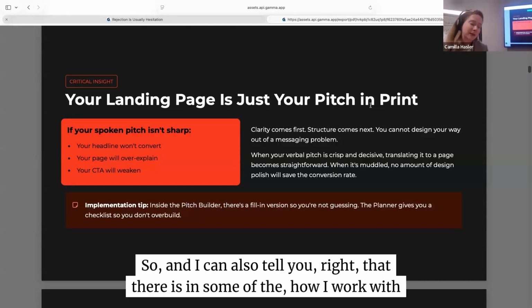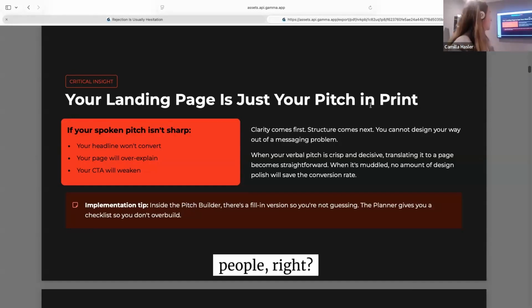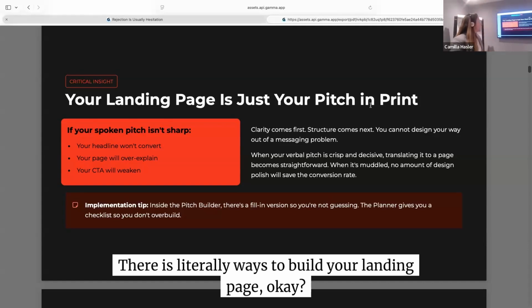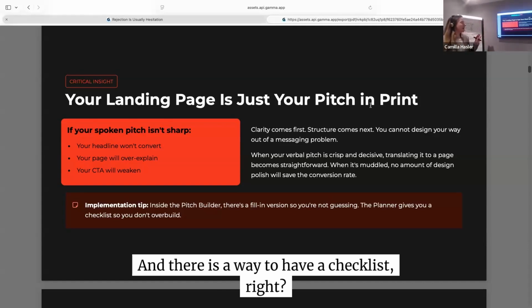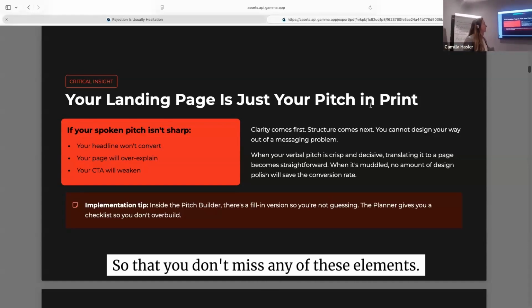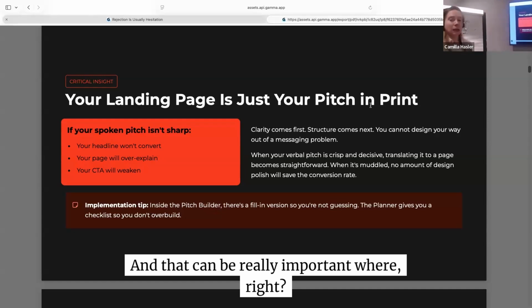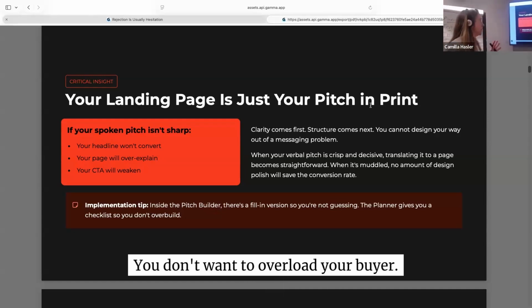And I can also tell you that in how I work with people, there are ways to build your landing page, and there is a way to have a checklist so that you don't miss any of these elements. That can be really important, because you don't want to overload your buyer.